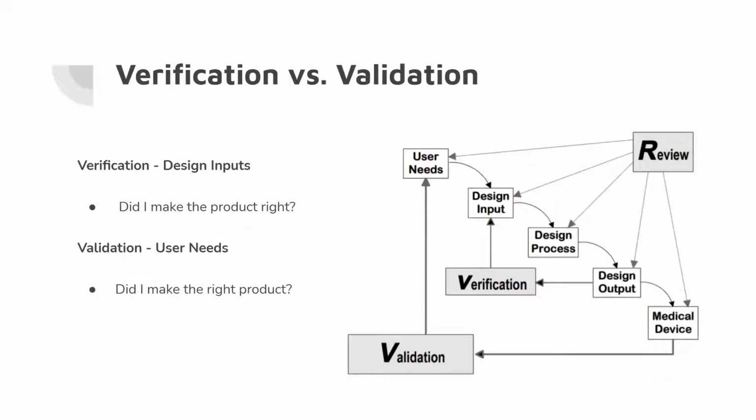Going back to the importance of user needs and design inputs, for each design iteration, you all would want to both verify and validate your design. For design verification, which corresponds to your quantifiable design inputs, the main question you are asking is if I made the product right. On the other hand, for design validation, which corresponds to your user needs, the main question you are asking is if I made the right product.